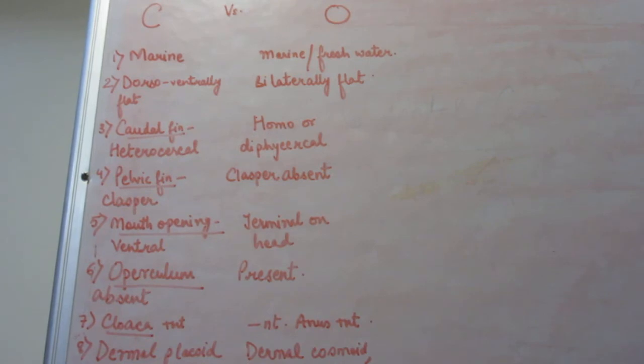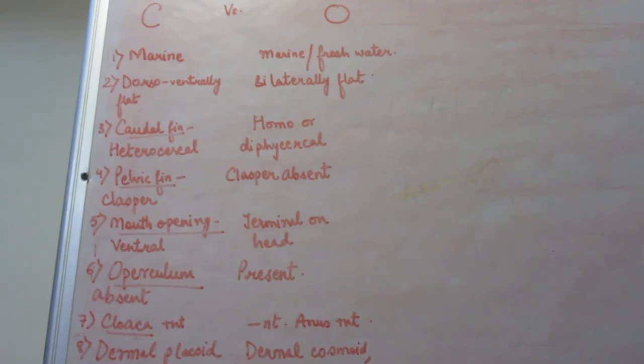I guess it's clear. So in the habitat, I will use the term C and O because using the full terms again and again will be very time consuming for you and for me also. So the C is mostly marine, but O can be marine or freshwater both. The C is dorso-ventrally flattened. Dorso-ventrally means flattened from the top and bottom, and bilaterally flat means flattened from the lateral side, then it is called bilaterally flattened.